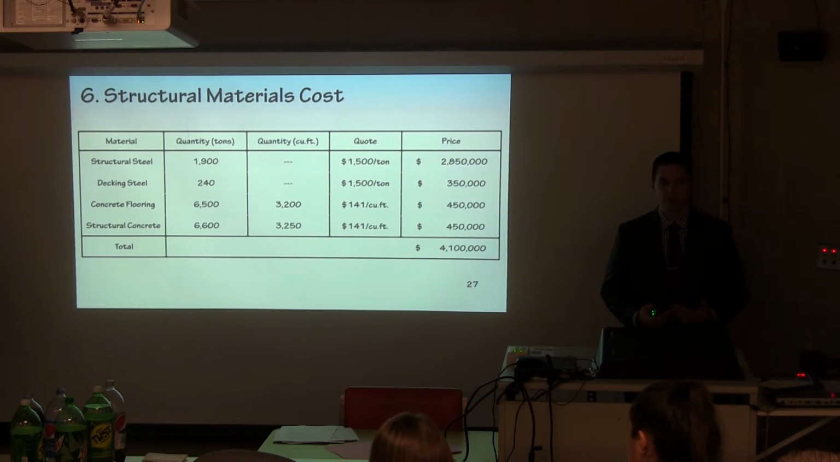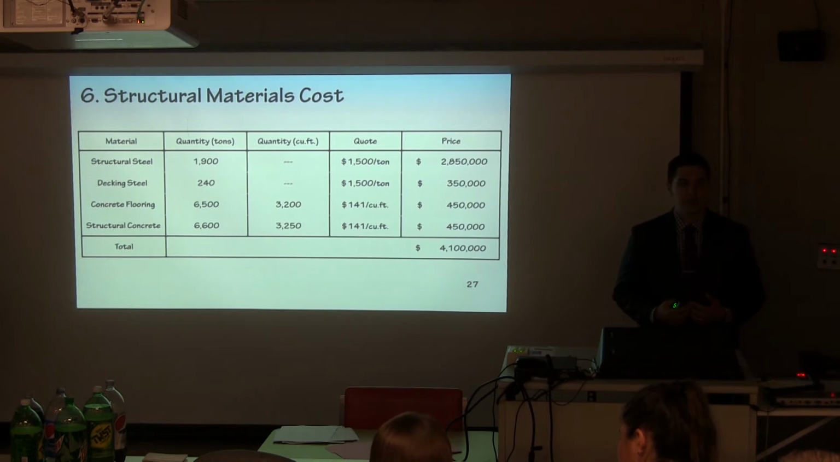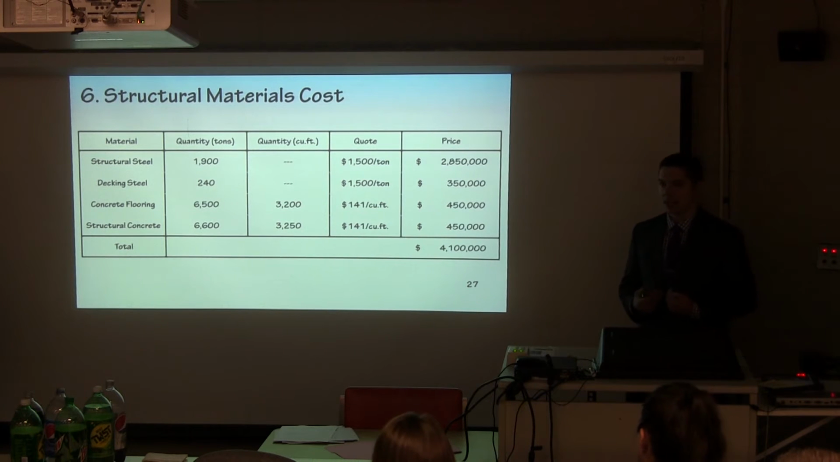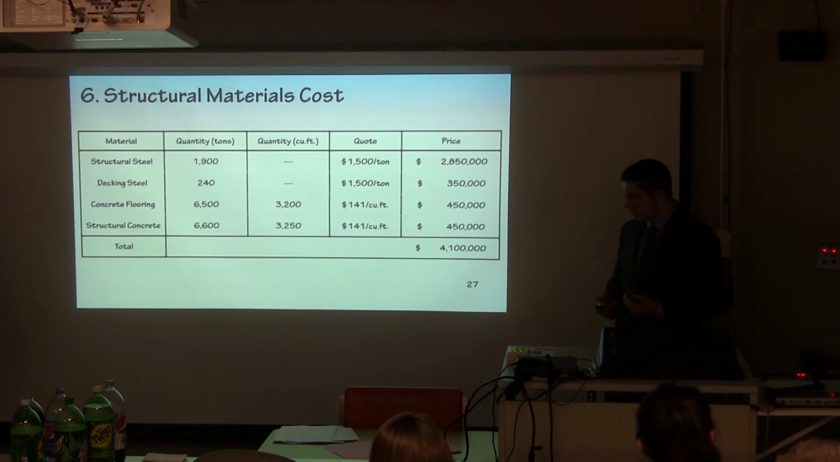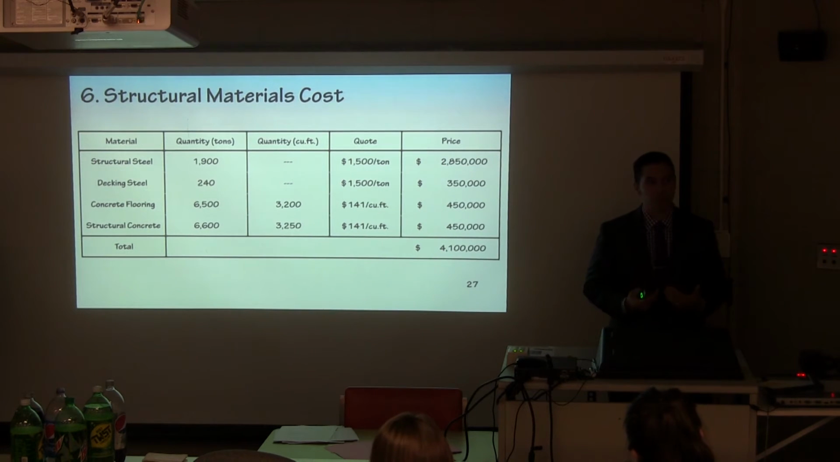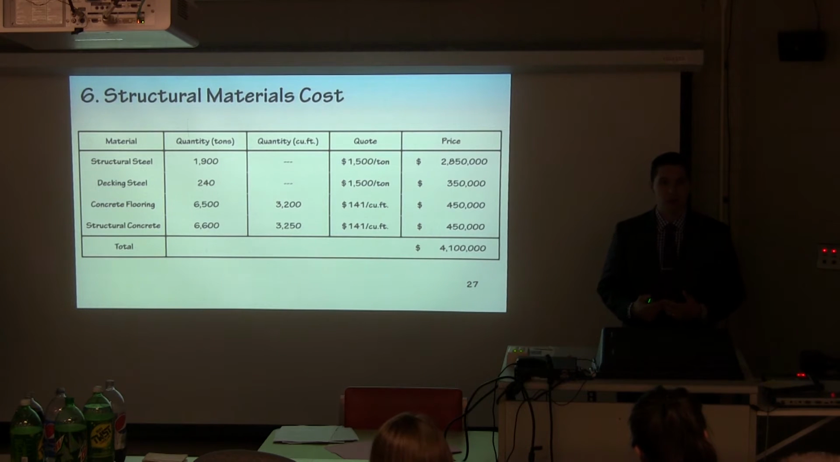For the structural cost of the material, we only wanted to look at the materials that we're actually using and designing for. We didn't want to look at the labor, the finishes, or the doors. It's strictly our own materials that we're designing for. The steel was approximately $3 million, while the concrete was approximately $1 million, for a total of $4.1 million.